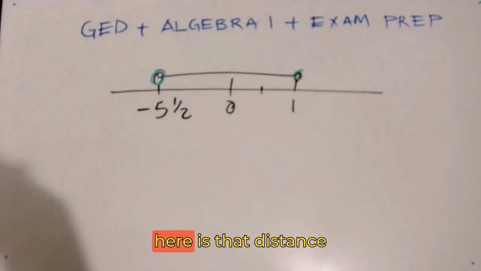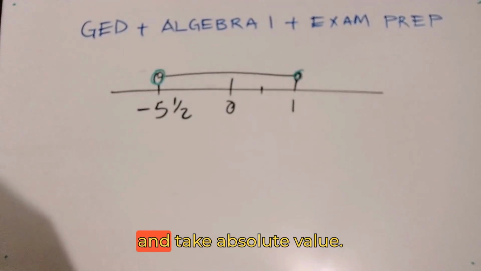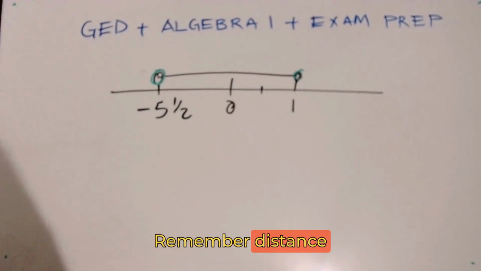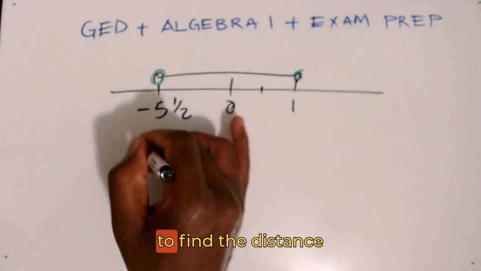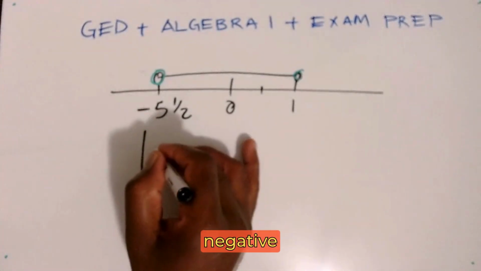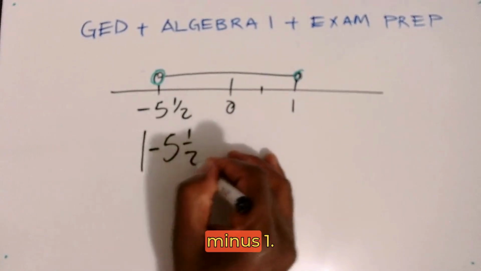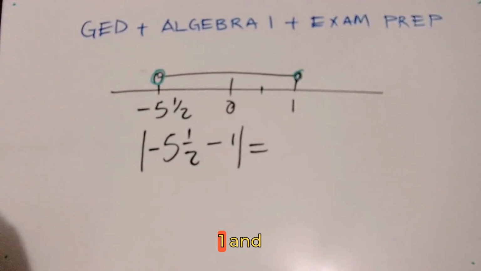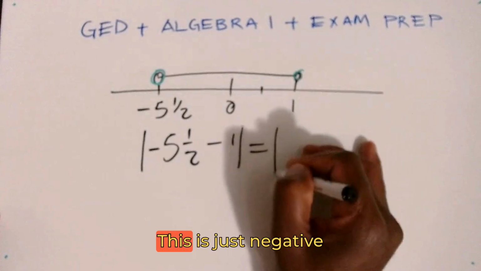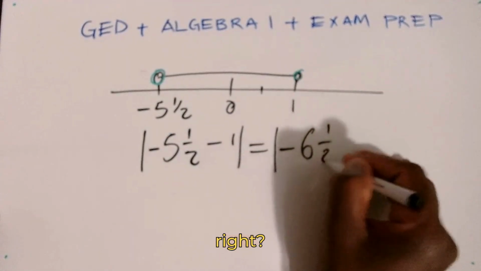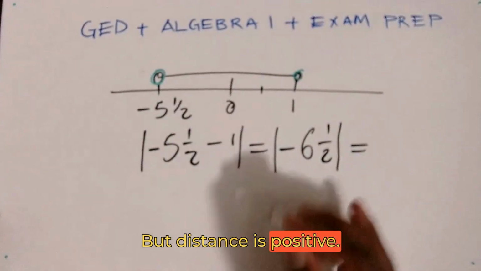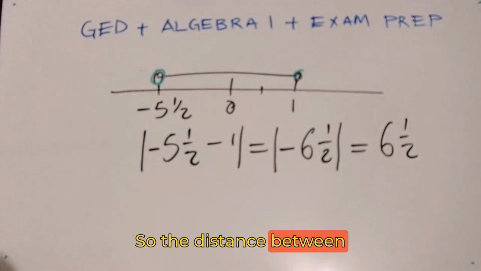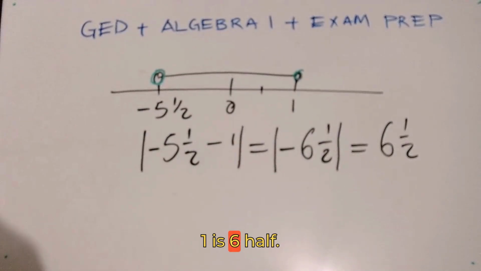So the key thing here is that distance means subtract and take the absolute value. Remember, distance is always positive. So to find the distance between these two numbers, we're going to say -5 half minus 1. And this is just what? This is just -6 half, right? But distance is positive. The absolute value of -6 half is 6.5. So the distance between -5 half and 1 is 6 half.